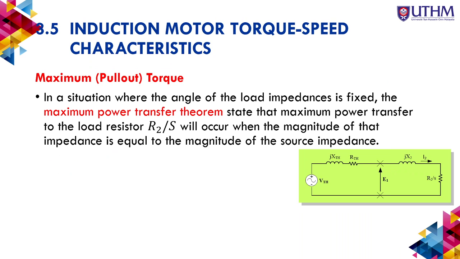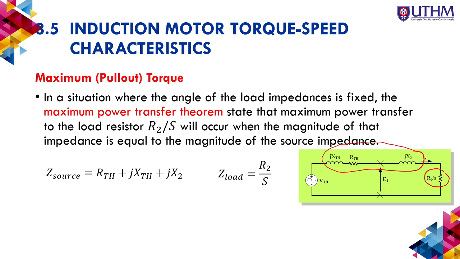transfer theorem. In a situation where the angle of the load impedance is fixed, the maximum power transfer theorem states that maximum power transfer to the load resistor R2 over S will occur when the magnitude of that impedance is equal to the magnitude of the source impedance. So that impedance is equivalent to the source impedance.